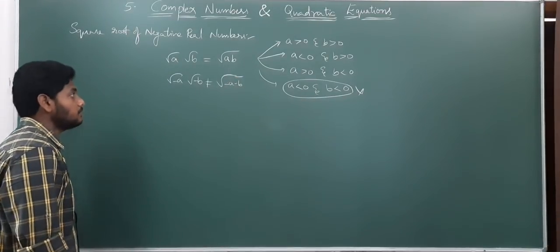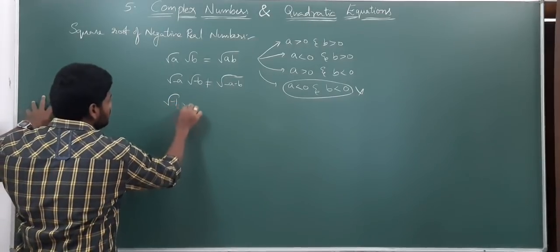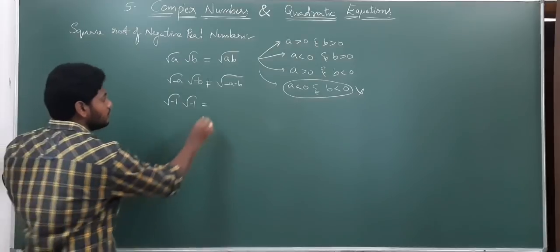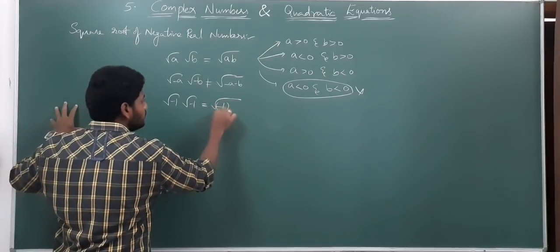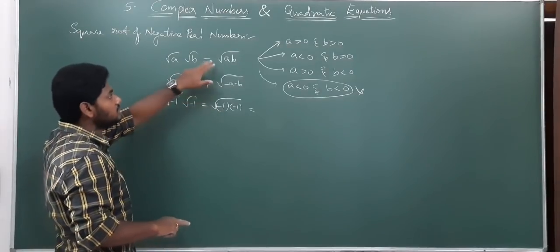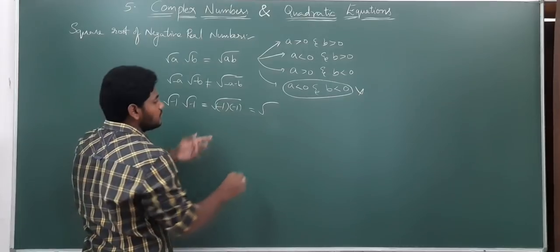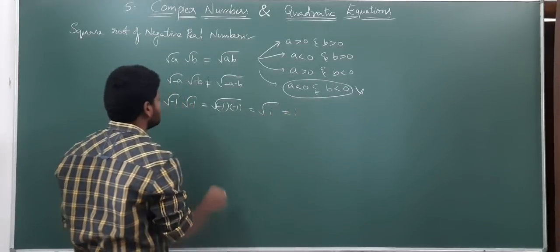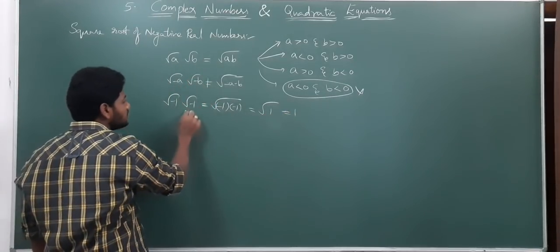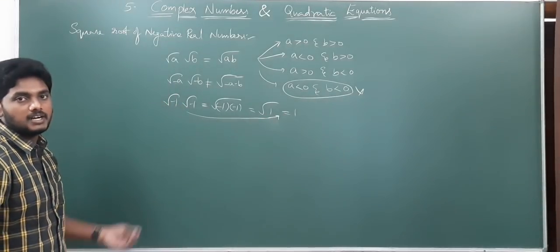So this is false. Why? Because take square root of minus 1 into square root of minus 1. We cannot write it as square root of minus 1 into minus 1. According to that formula, minus 1 into minus 1 is minus 1 whole square, which is 1. That means according to that formula, square root of minus 1 into square root of minus 1 is equal to 1. But it is wrong.